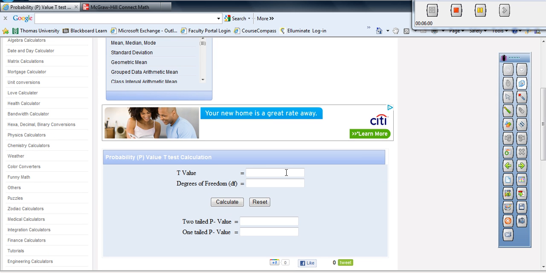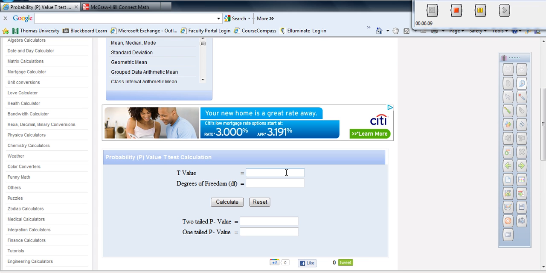Now you'll notice here it asks for a t-value. Well, you've got to calculate that t-value. If you're using your graphing calculator, you're more fortunate, then you can just plug these in real easily. So in this case right here, we've got to calculate the t-value. So let's go take a look at how we do that.